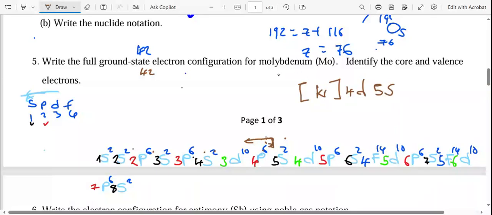From 42, 36 has been used there, so subtract. How many remain? 6. In fact, it's supposed to be 2 in the 5s, then 4 in the 4d. But it is comfortable to stay with one electron in the s orbital, since it is filled with 2. So the one will be given to the 4d, which is actually lacking.